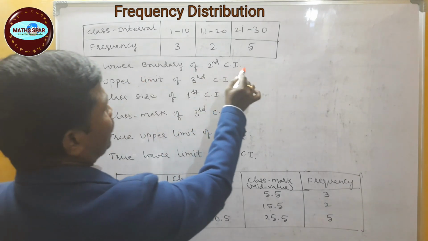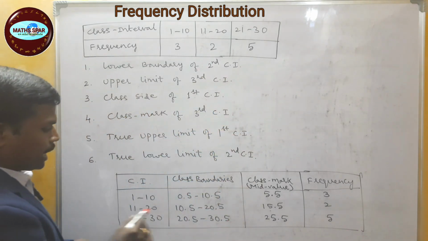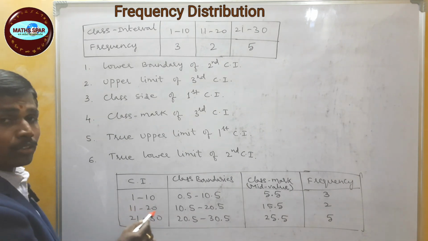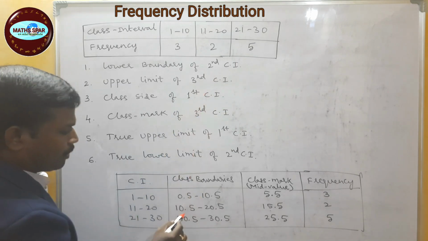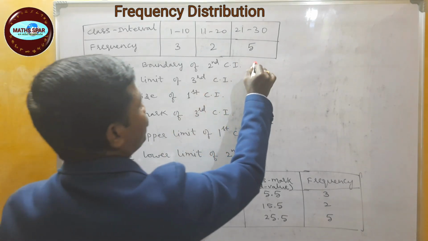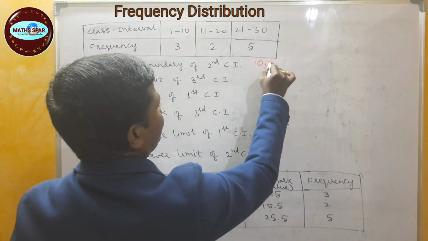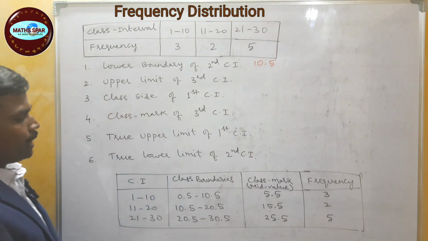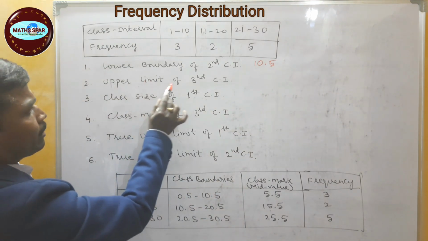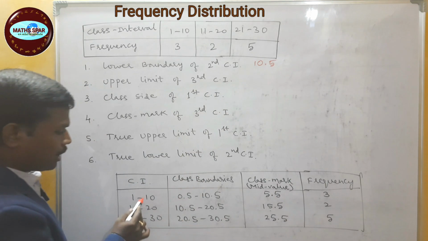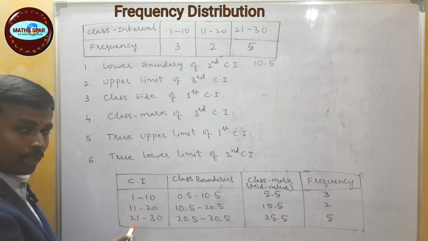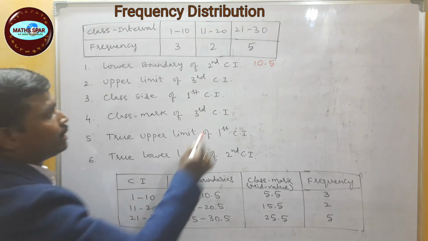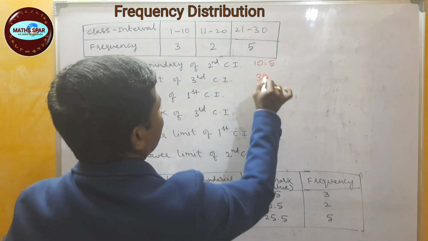Lower boundary of the second class interval. The second class interval is 11 to 20. What is the lower boundary of the second class interval? It means 10.5. Then the upper limit of the third class interval. The third class interval is 21 to 30. Lower limit is 21, upper limit is 30. So you will write 30.